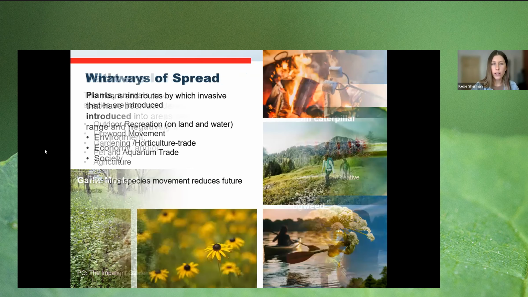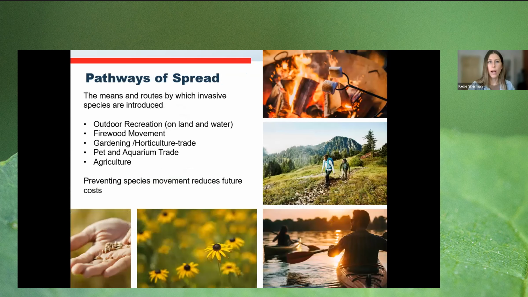So again, really quickly, because I want to get into ID, just referencing some of the pathways of spread, mostly when they're here. I will touch on each species, how they got here and then how they spread, but these are some of the pathways that we focus on: outdoor recreation on land and water, like boats and ATVs that could spread aquatic and terrestrial invasive species, firewood movement, which is definitely a big one for the insects I'll be talking about. The gardening and horticultural trade is definitely a concern, the pet and aquarium trade and things like agriculture, and there's definitely some I'm missing on there as well.